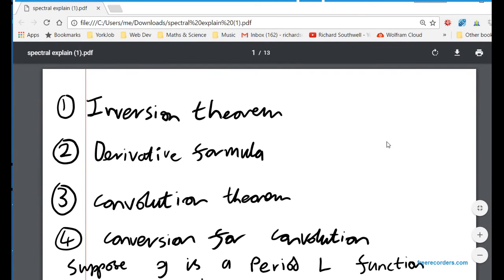There's also the application to integration, which is given by the convolution theorem. It turns out there's a certain class of integrals called convolution integrals that, using spectral methods, we can evaluate in a much faster and more accurate way than using the standard numerical integration techniques. So okay, let's go.